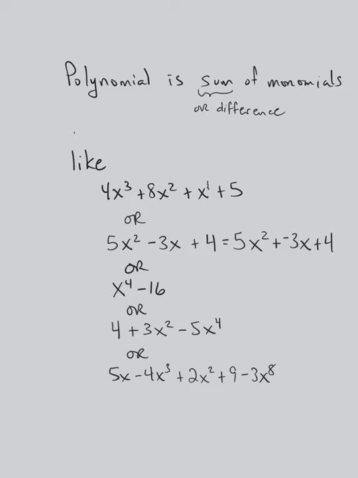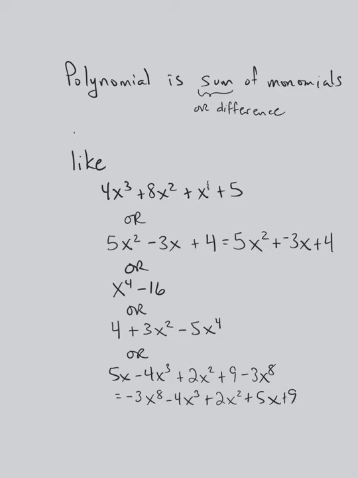If I wanted to write them in order, I would write that x to the eighth term first. So I'd have minus 3x to the eighth, and then the x to the third is the next highest power, like that. And so you can rewrite things in different orders. Just make sure to keep the coefficient attached to the term, but also the sign attached to the term. All right, and so then we would have plus 2x to the second plus 5x plus 9, like that.